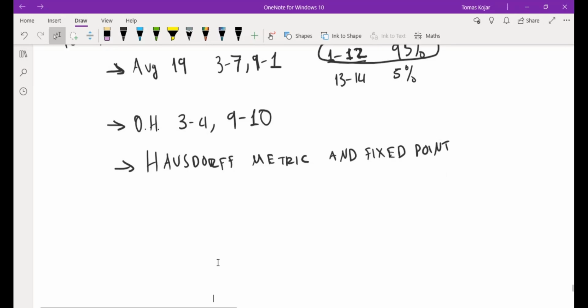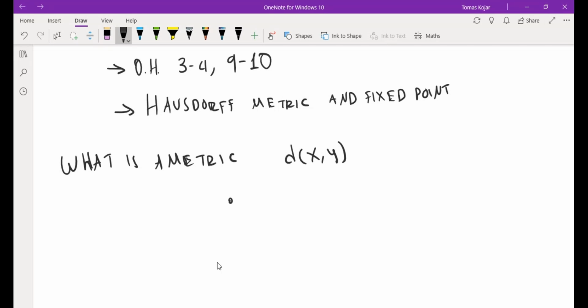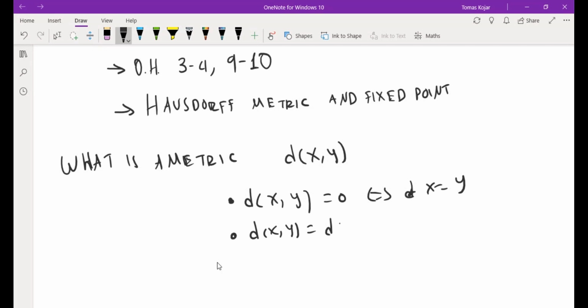All right, so just very quickly, what was a metric? It satisfied positive definite. It satisfied symmetry. And it satisfied triangle inequality.